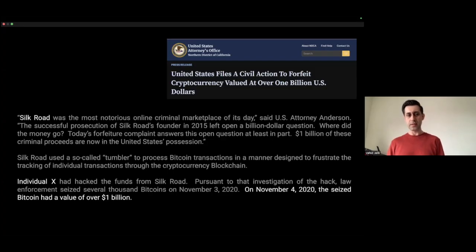And this case and the graph that we saw was about collecting all those coins from individual X. Back then in 2020, this was worth about $1 billion of Bitcoin seized. And that was one of the largest law enforcement seizures in Bitcoin history.